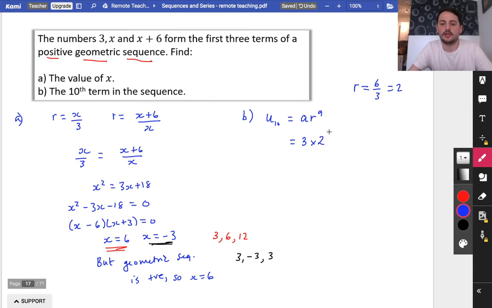So it's going to be 3 times 2 to the power of 9. And 3 times 2 to the power of 9 is 1536. So we get 1536 for this particular, the 10th term in this sequence. It's a doubling sequence. It's getting twice as big each time we move across.